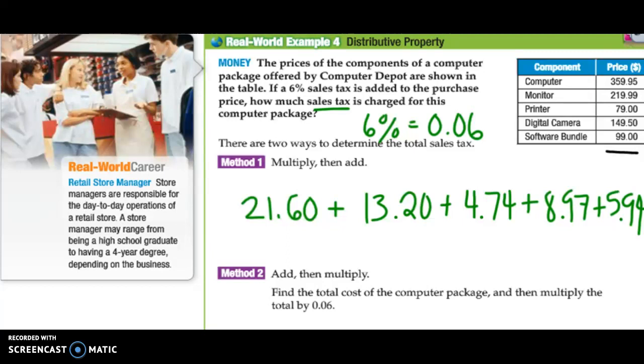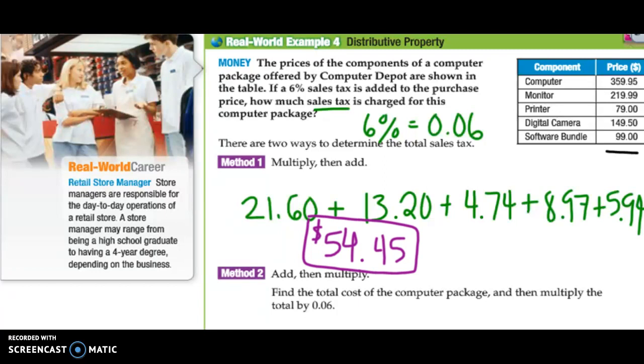So we can add all of those together. We go to our calculator: 21.60 plus 13.20 plus 4.74 plus 8.97 plus 5.94, and I get a total of 54.45. So that's how much sales tax is going to be on this whole computer package.